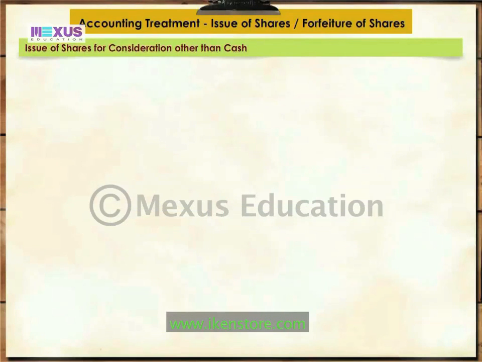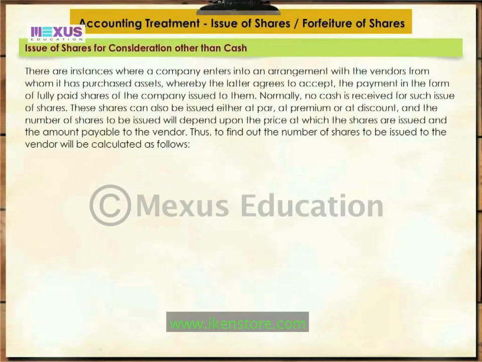Issue of shares for consideration other than cash. There are instances where a company enters into an agreement with the vendors from whom it has purchased assets, whereby the latter agrees to accept the payment in the form of fully paid shares of the company issued to them. Normally, no cash is received for such issue of shares. These shares can also be issued either at par, at premium, or at discount.